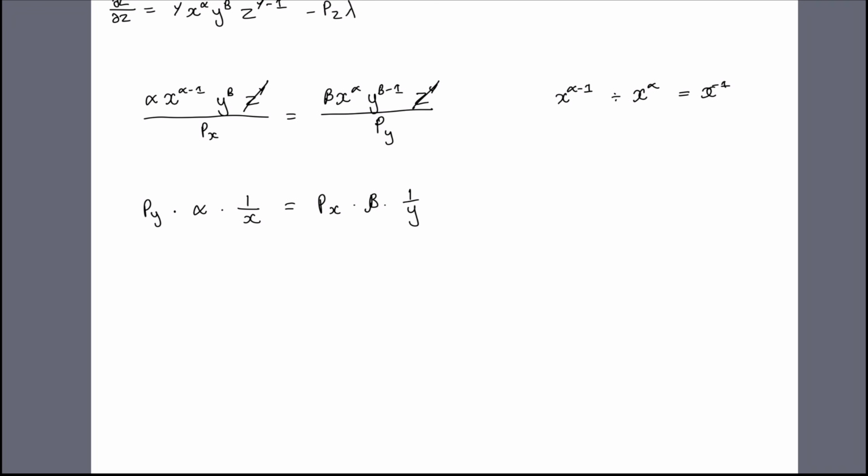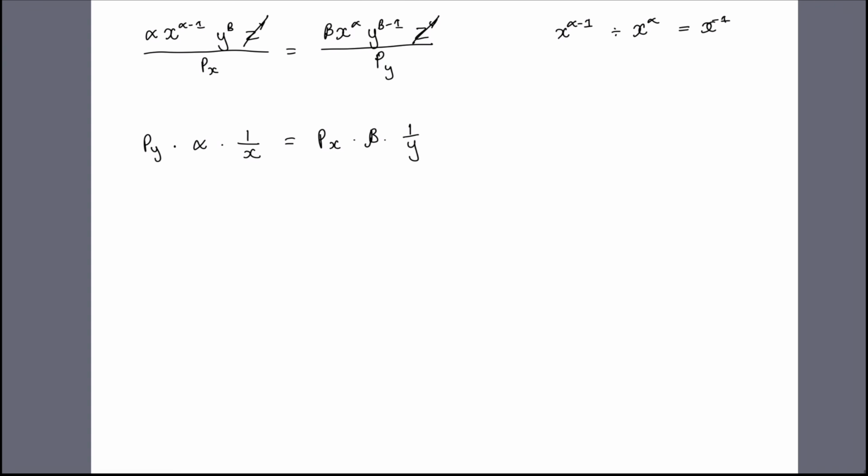So again, doing this divided by this, we can cross multiply and get alpha py multiplied by y is equal to beta px x. And this can be written as y is equal to beta px x all over alpha py.